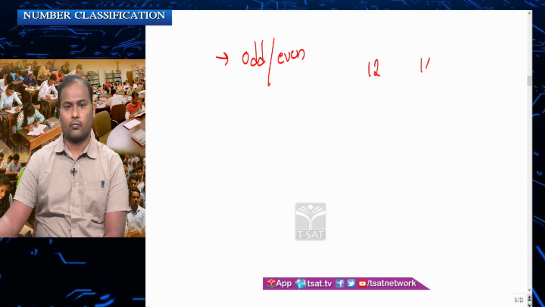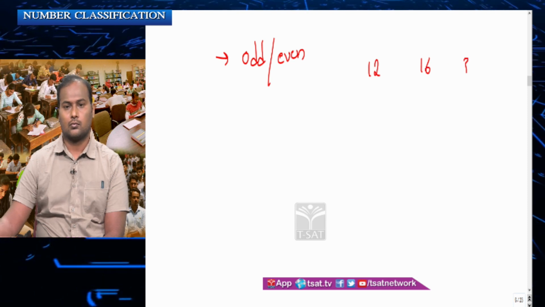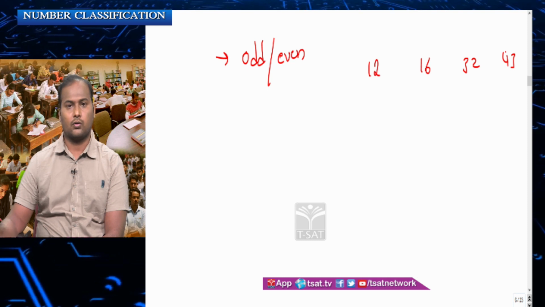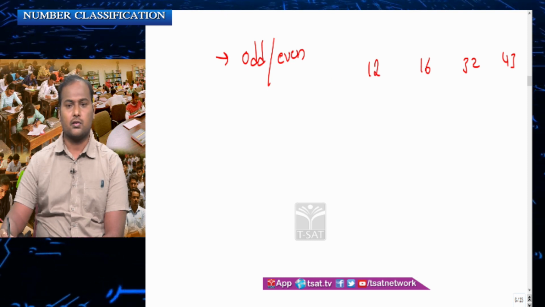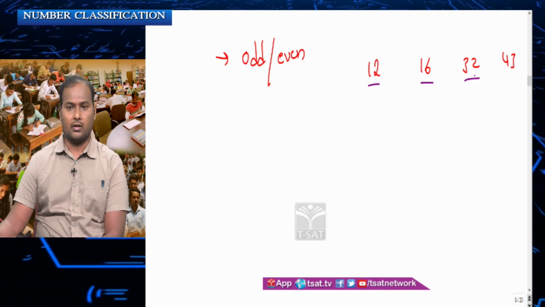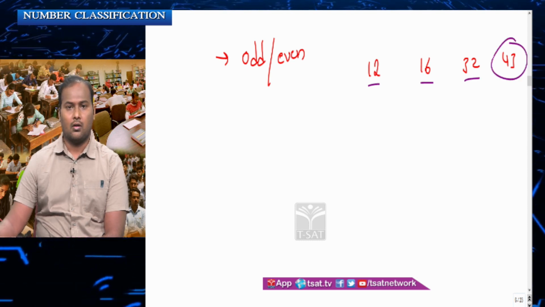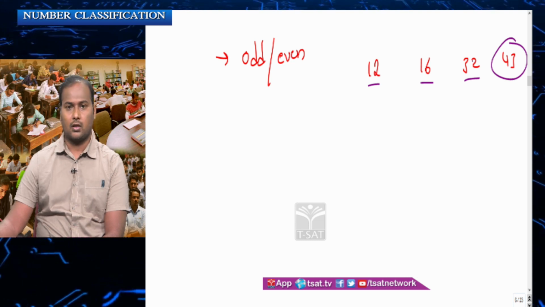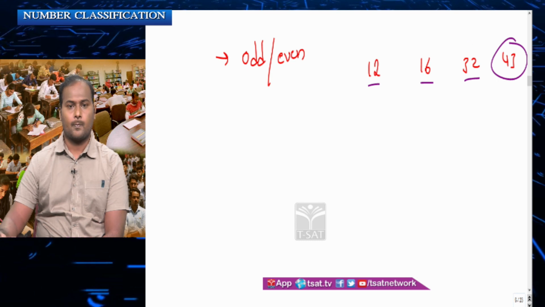12, 16, 32, and he may ask 43 as well. He will ask you to try to classify them. The moment you see this, we know 12, 16 and 32 are even numbers and 43 will become an odd number. So, you can expect a question based on even numbers and odd numbers as well.